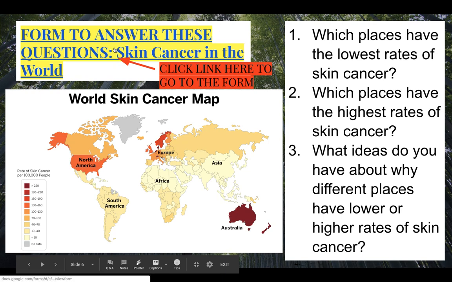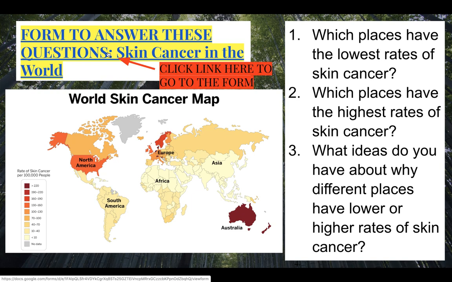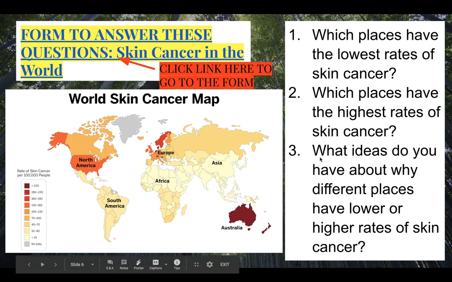All right, so here is the next assignment. We have a Google form right here. If you click this link, it's also going to be in Classroom. These are the 3 questions you're going to answer. The first 2 are very short answer. I just want to know which places, where in the world. You just give me the continent names. Number 3, I want complete sentences. What ideas do you have about why these different places have lower or higher rates of skin cancer? Don't go research anything, just general thoughts.